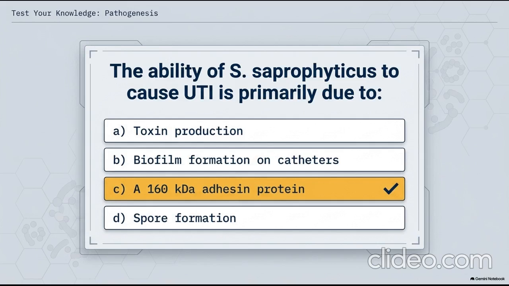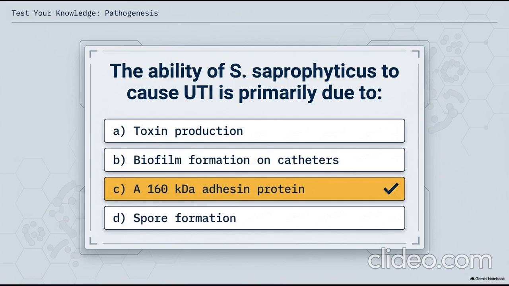In a symptomatic 22-year-old female, what is the minimum colony count required for S. saprophyticus to be considered a significant UTI pathogen? Answer B. 10 cubed CFU/milliliter.